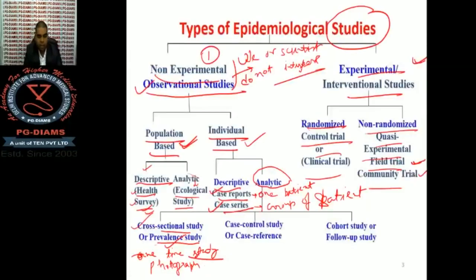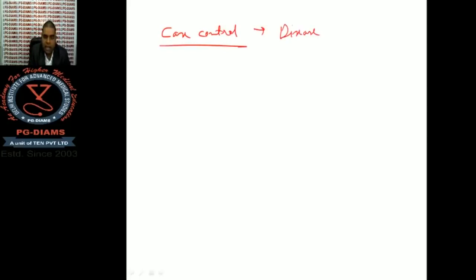Case control study. In a case control study, you have to know case control and cohort in a bit more detail. In a case control study, the disease has already happened.